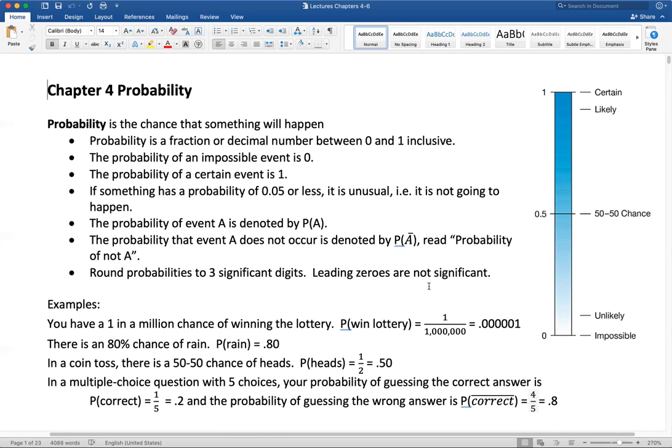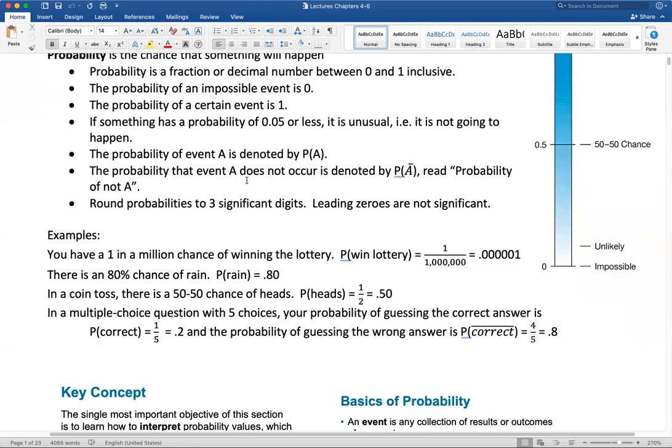Keep this in mind. For example, if you have a 1 in a million chance of winning a lottery, the probability that you win the lottery is 1 over 1 million, so 0.000001. If there is an 80% chance of rain, the probability that it will rain is 0.8. In a coin toss, the probability that you get heads is 1/2.